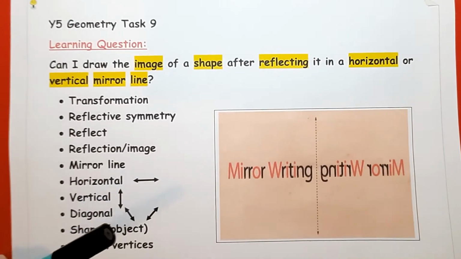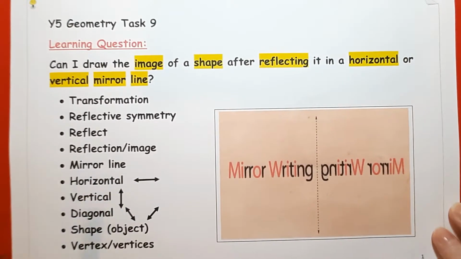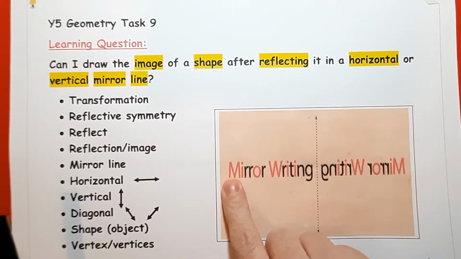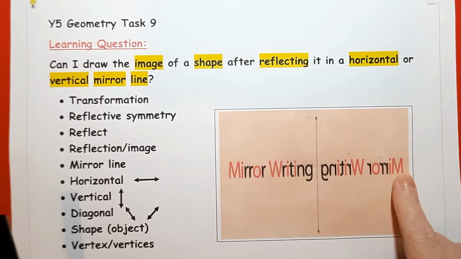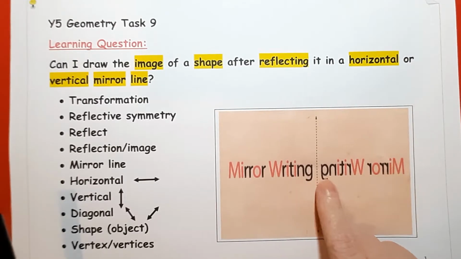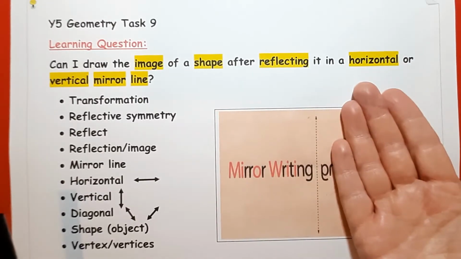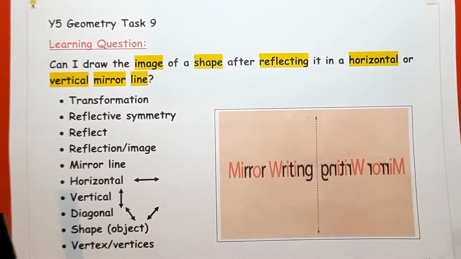Can you see what has happened to the original writing? So the M here is the furthest away from the mirror line, and the reflected image M is also the furthest away from the mirror line. And if we look at the G, we can see what's happened to the G is that it's flipped over, it's turned over.